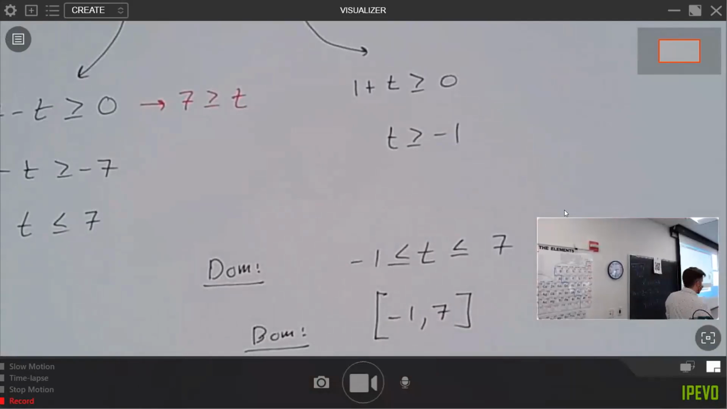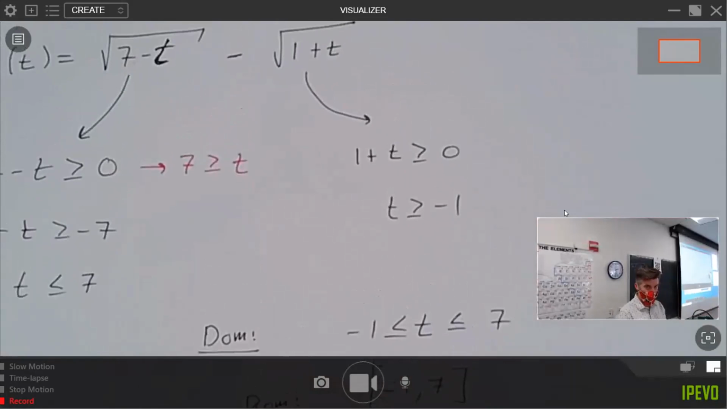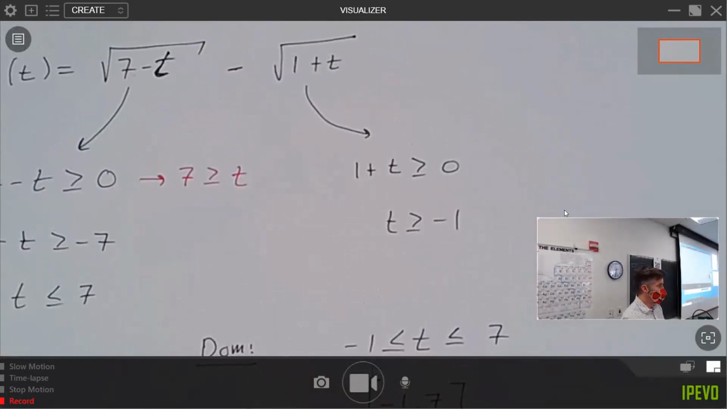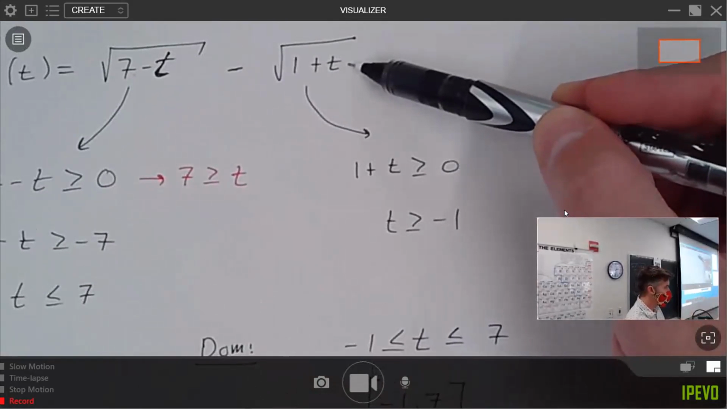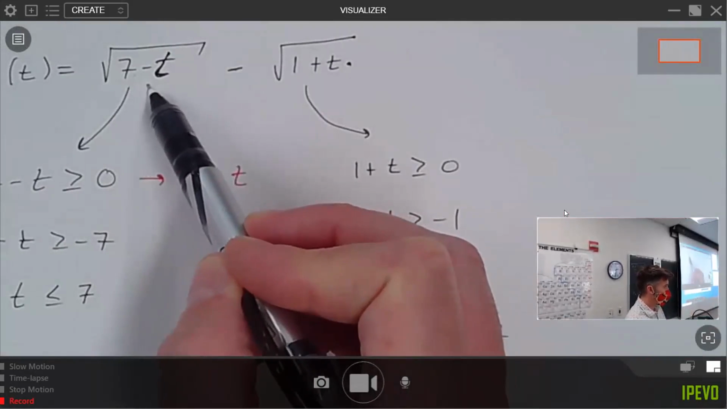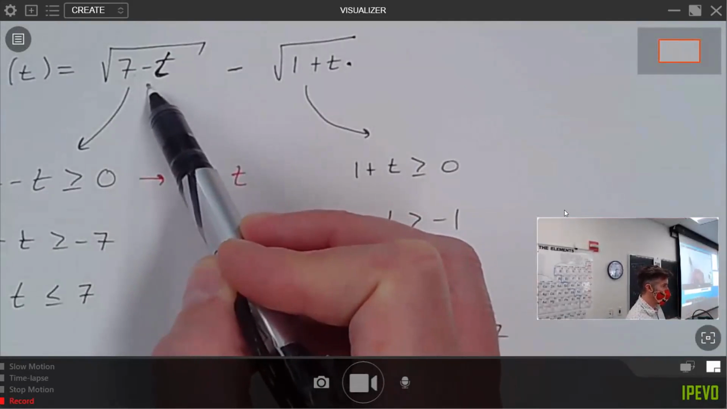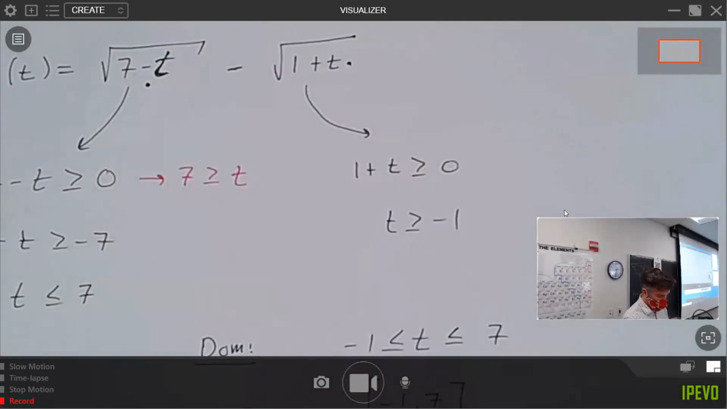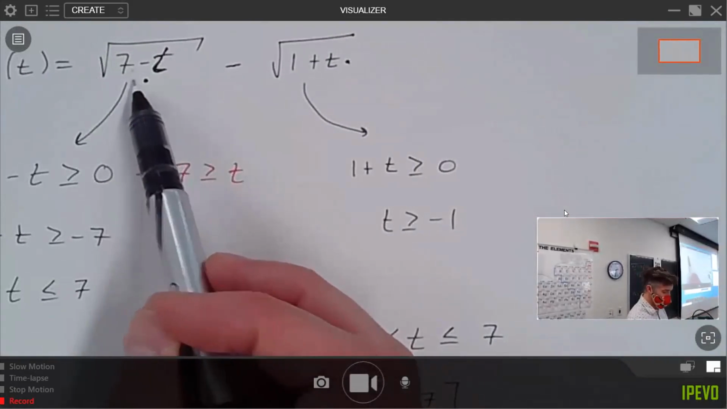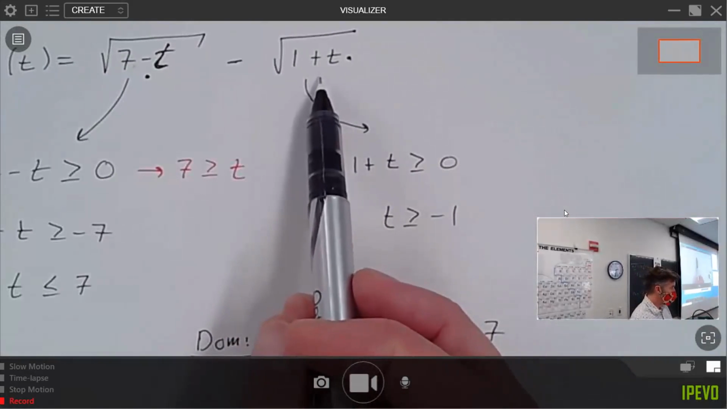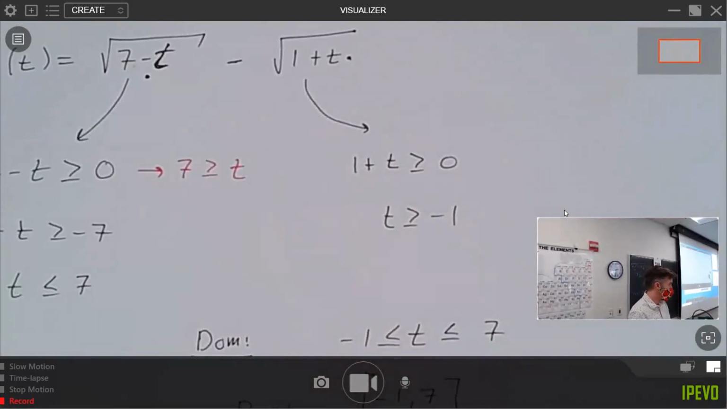And you can justify that to yourself if you want. We look back at the original expression. If t is bigger than 7, that's a problem. If t is 8, it's fine here: square root of 1 plus 8 is 3. But t can't be 8 here: square root of 7 minus 8 is an imaginary number. And vice versa. If t was -2, -2 is fine there, but -2 is problematic there. So we can't be outside of this domain.